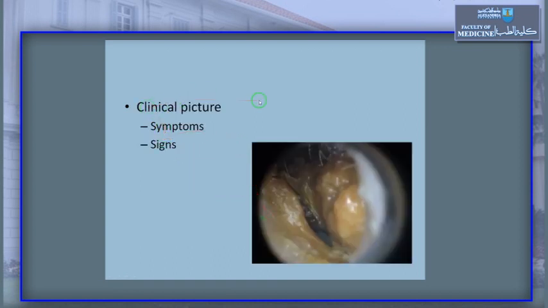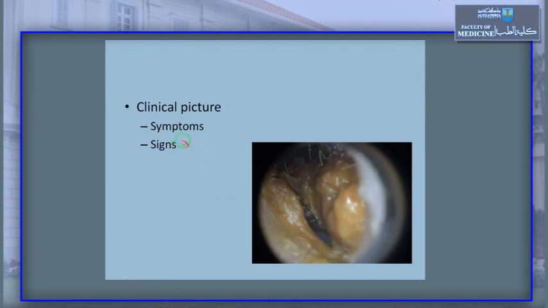So how does it look? It looks in various shapes, various colors and consistencies. The wax can vary in color from pale yellow up till very dark brown. It can seem like black. And the consistency can be from semi-fluid up till stony hard wax.